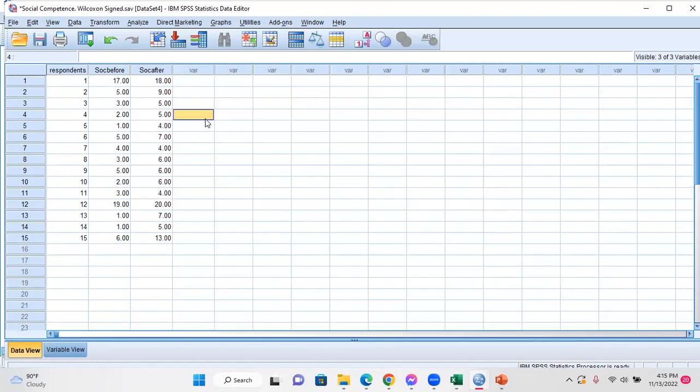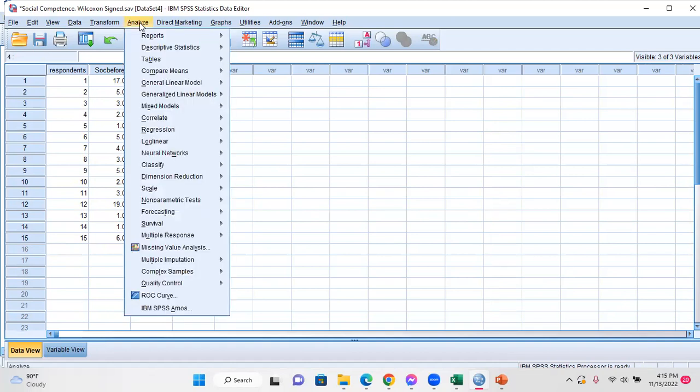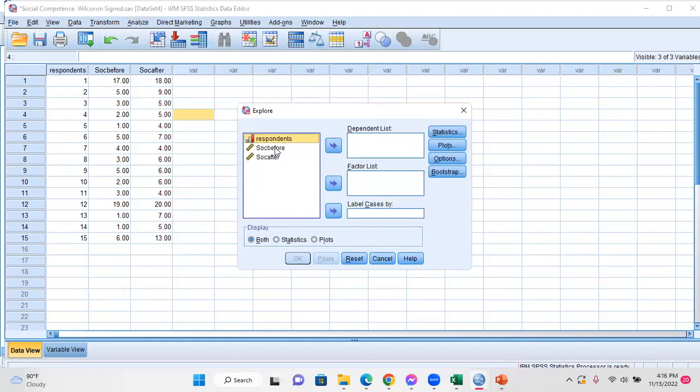Okay. This is the Wilcoxon sign rank test. So, let's check. Memorize nyo na ba ang normality? Analyze, descriptive, statistics, explore. And then, ipasok si SOC before and after.